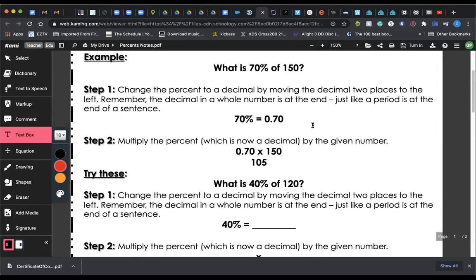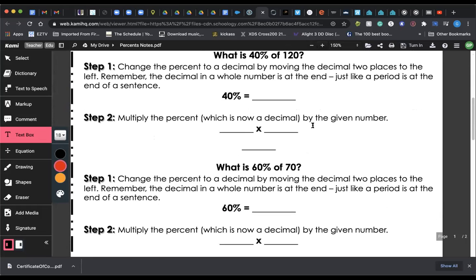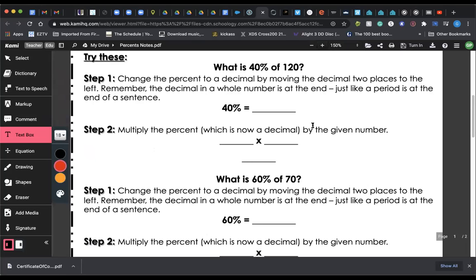Let's try this one: 40% of 120. My first step, of course, is going to be to turn my 40% into a decimal, which is 0.4. I'm going to take my 0.4 and multiply it by 120. And what's my answer?